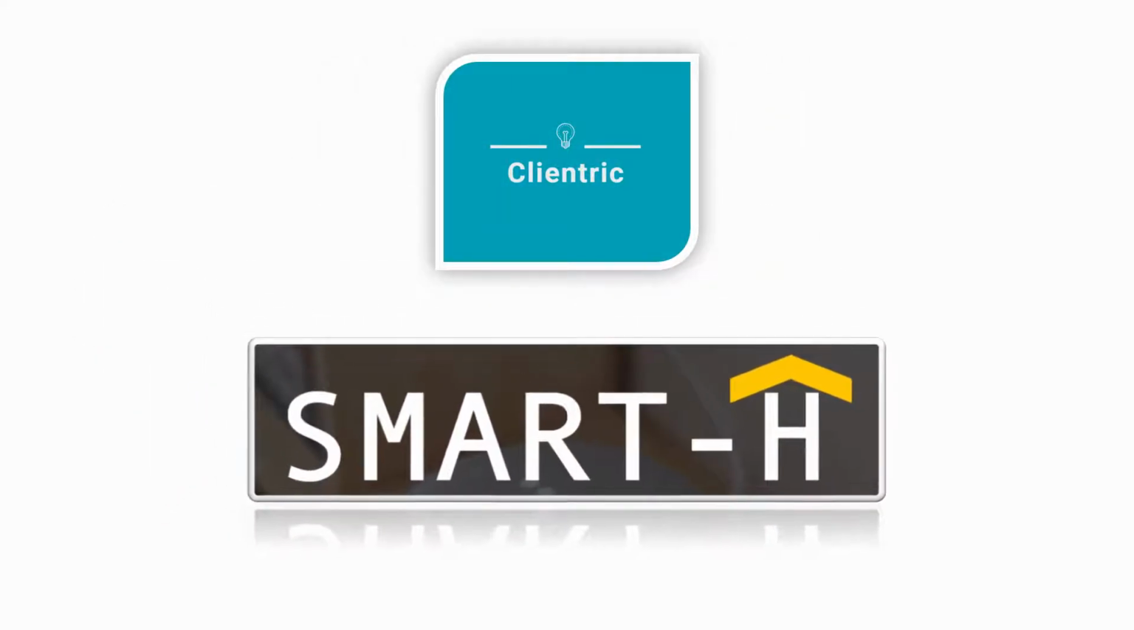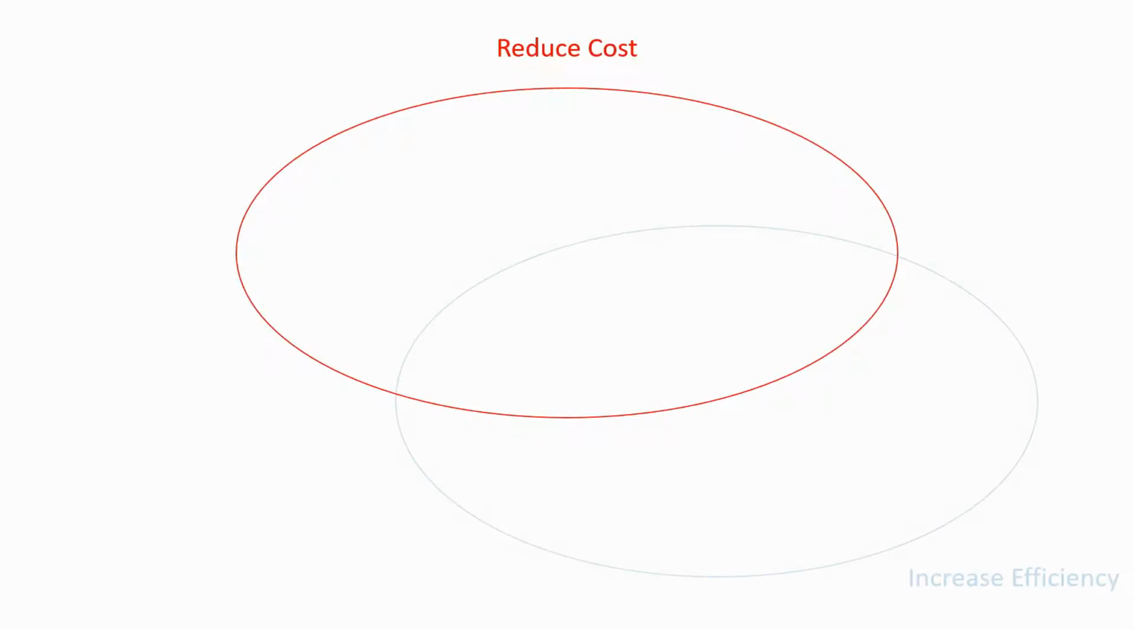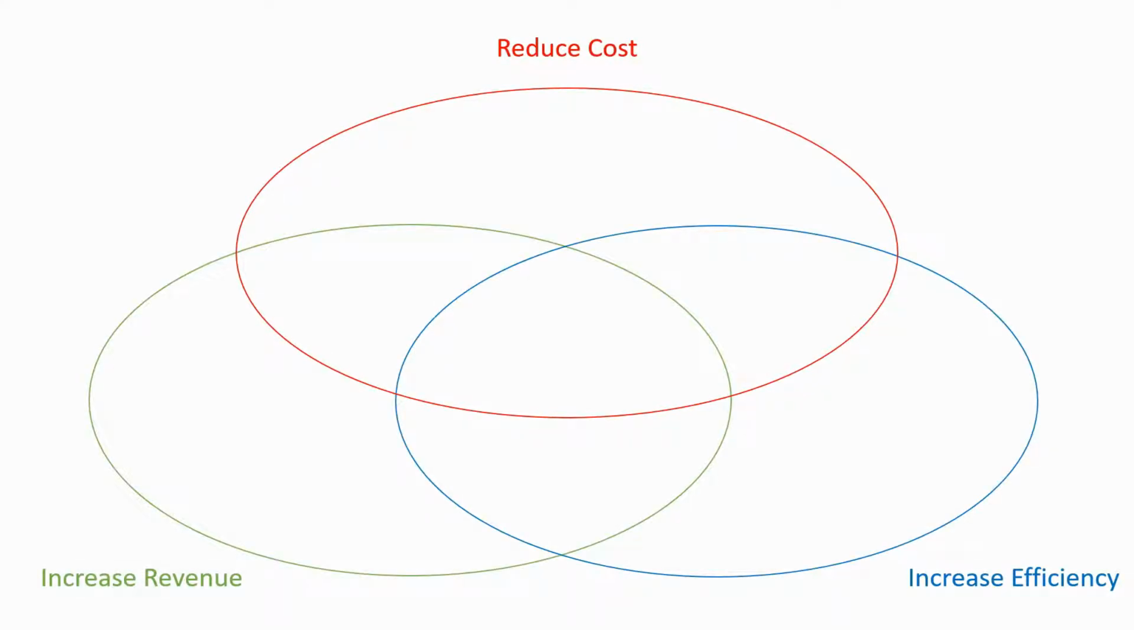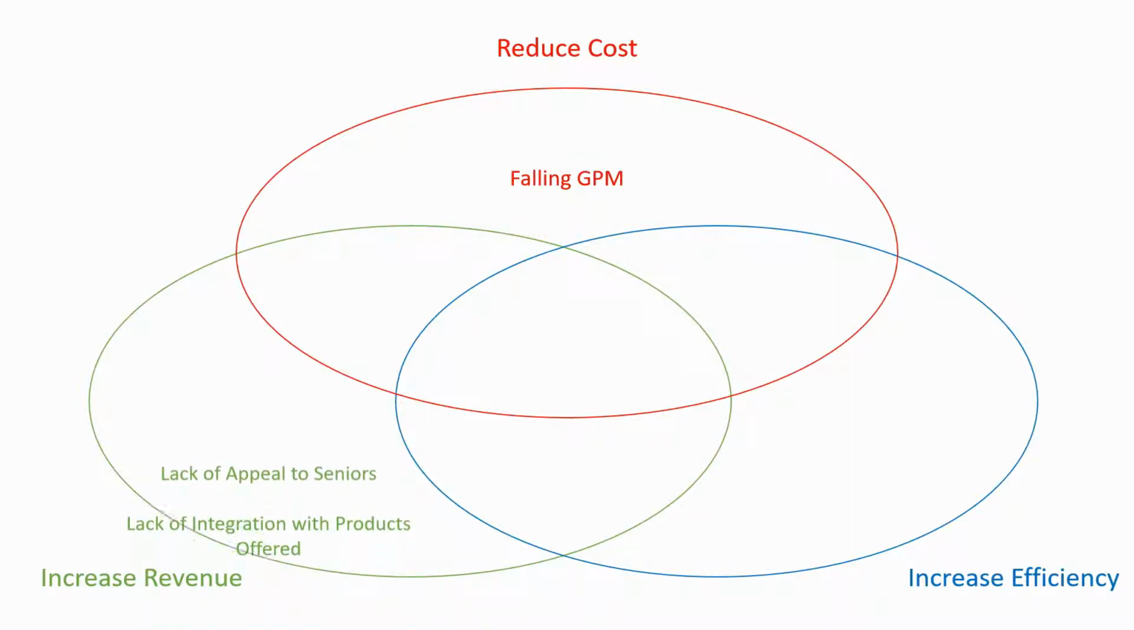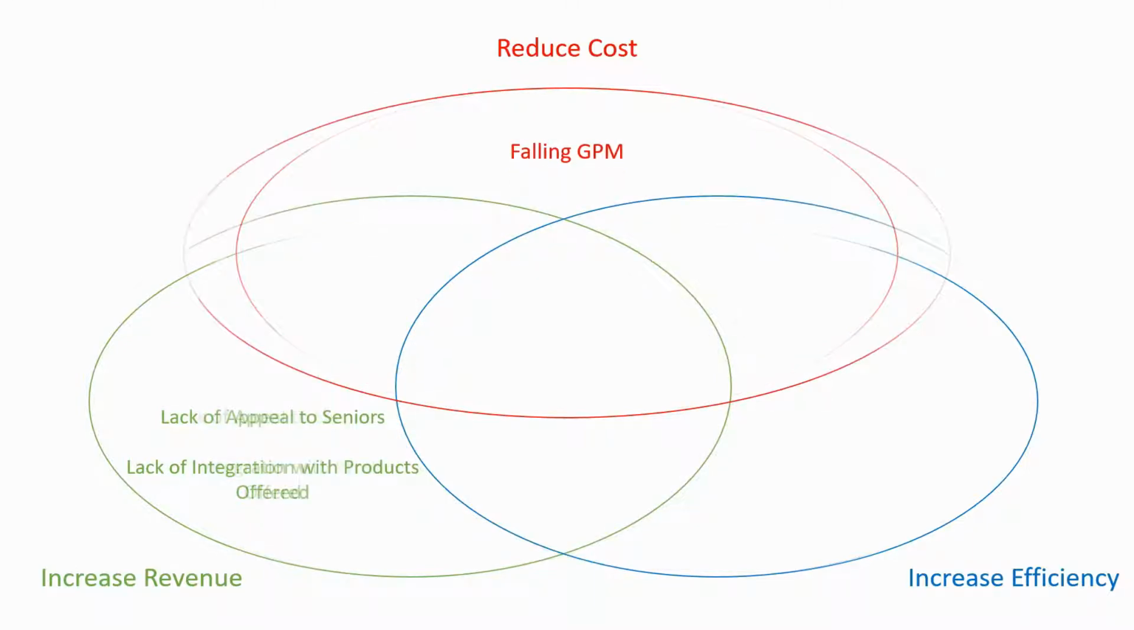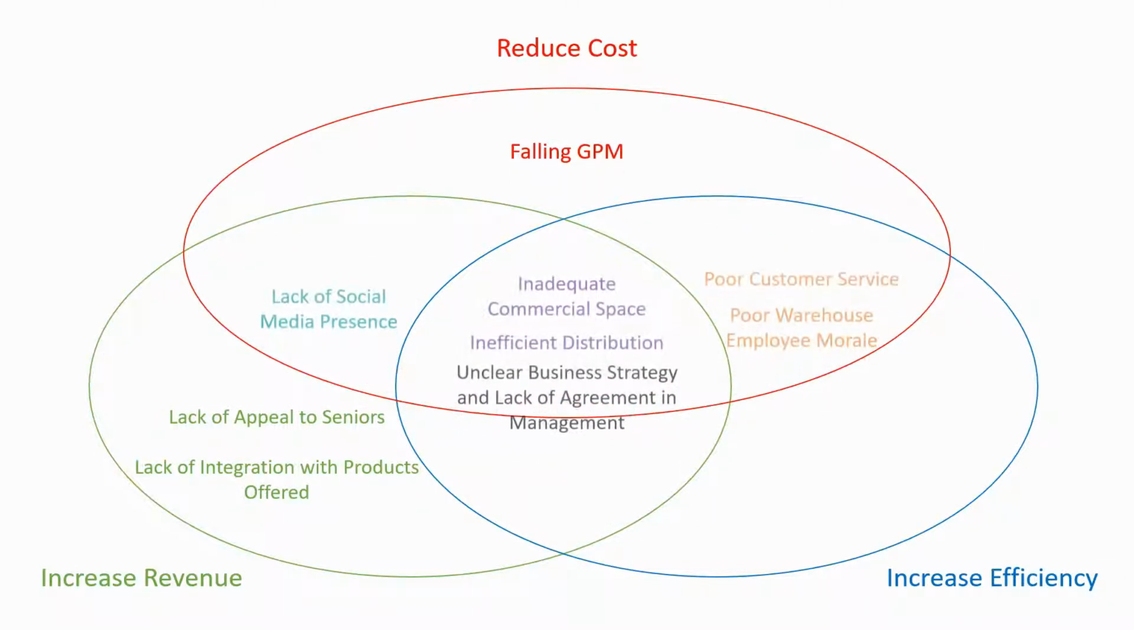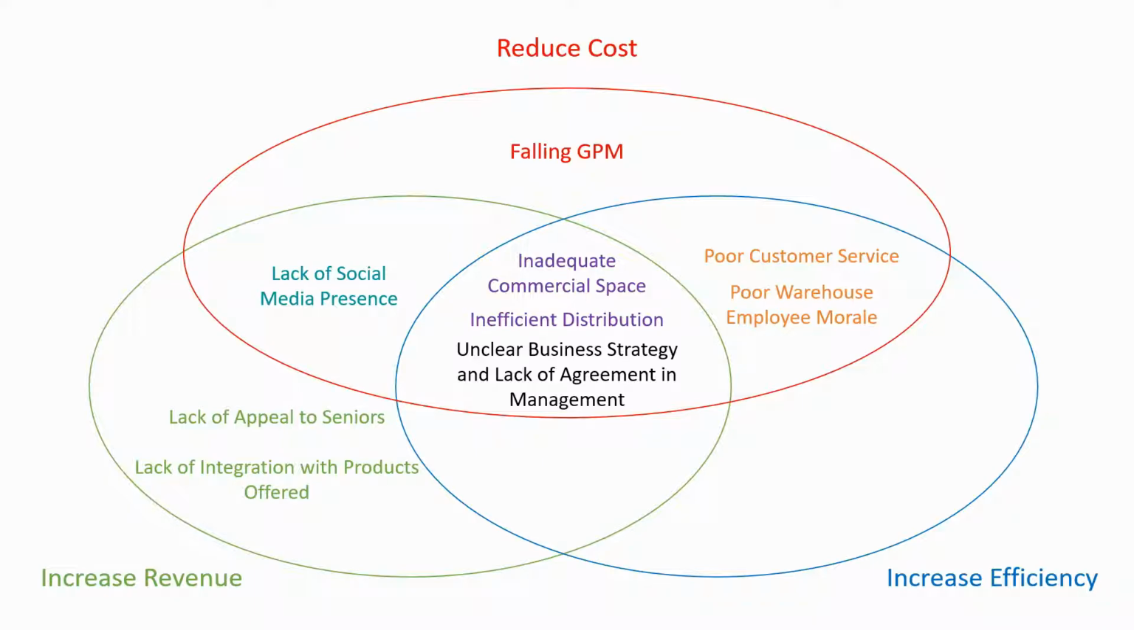Hi, we're Clientric, and we're here to help you come up with innovative ways to reduce costs, increase efficiency, and revenue. But in order to do so, we must first identify the key issues facing your company, such as falling gross profit margins or the lack of appeal to seniors. Addressing some concerns, like inadequate commercial space, will affect multiple streams of the business.